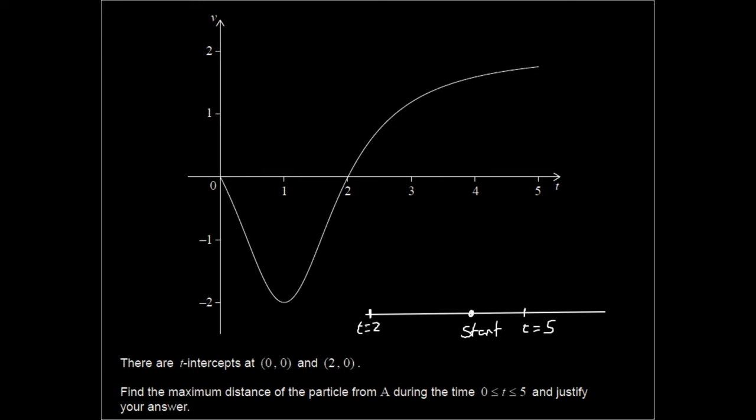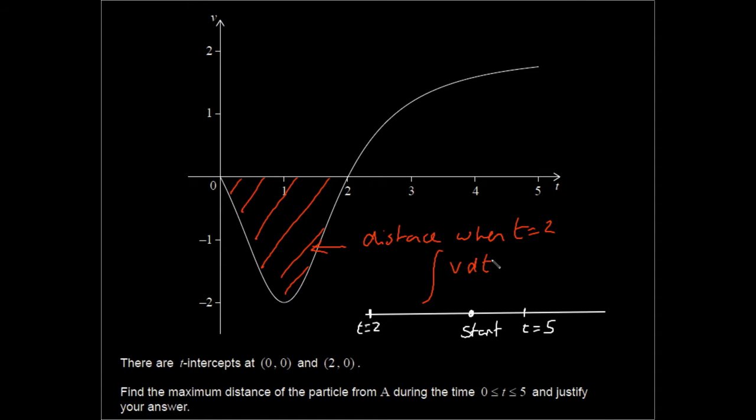So if we're looking for the maximum distance, we're going to need to work out how far away it is at t is equal to 2, and also how far away it is at t equals 5, and then see which of these is the larger. So the way we can work out how far away it is at t equals 2 is going to be to find the area under the curve, this area here. Now that area is going to be the displacement when t is equal to 2, and that's going to be the integral of v dt between 0 and 2.